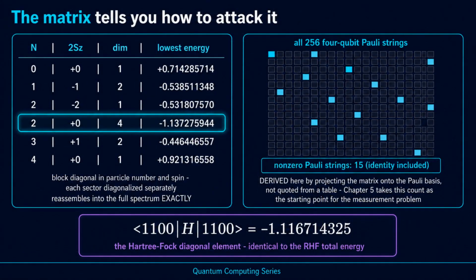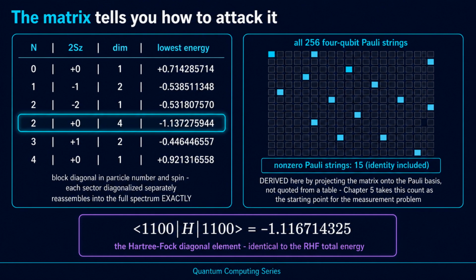The Hamiltonian is block diagonal in particle number and spin, so each sector diagonalizes separately, and the pieces reassemble into the full spectrum exactly. Inside the neutral singlet block, the Hartree-Fock determinant couples to the doubly excited determinant with strength 0.181258, and to the 2 singly excited determinants with matrix elements of order 10 to the -14, numerically 0. That is Brillouin's theorem, printed as a number.